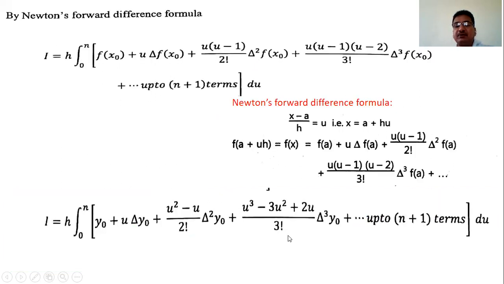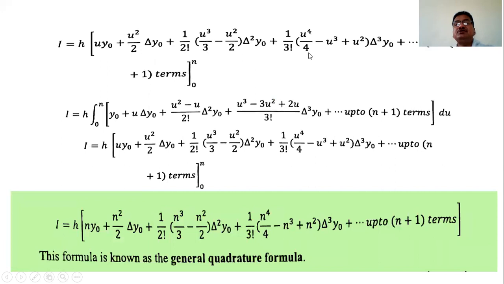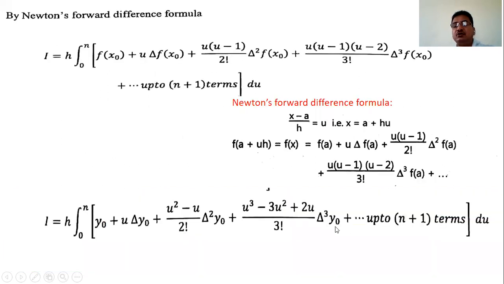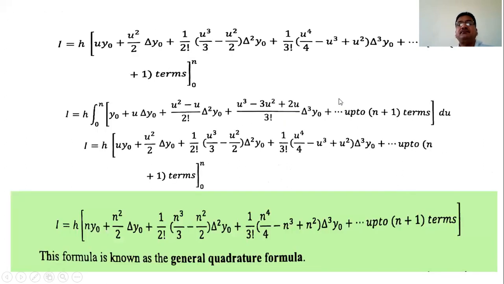Then 1 by 3 factorial. And the integration of this quantity in bracket is u raised to 4 by 4 minus u cube by 3. The 3 gets cancelled, meaning minus u cube, plus u square by 2, and the 2 gets cancelled. So the step is 1 by 3 factorial, u raised to 4 by 4 minus u cube plus u square, delta cube y naught, and so on and so on.